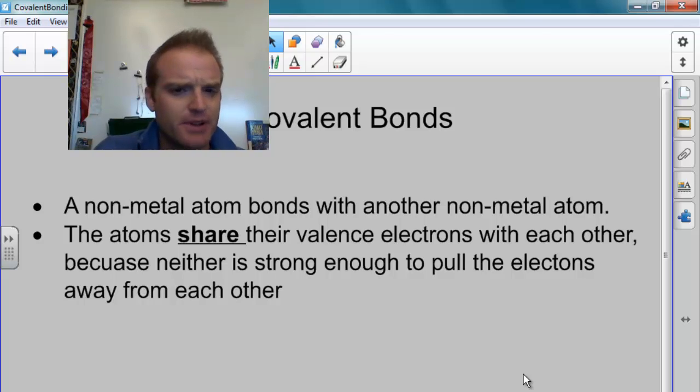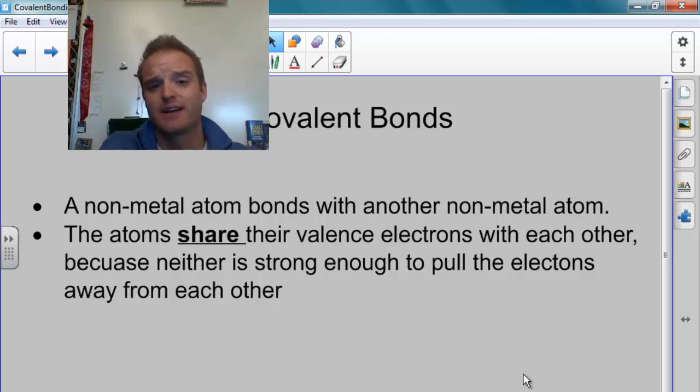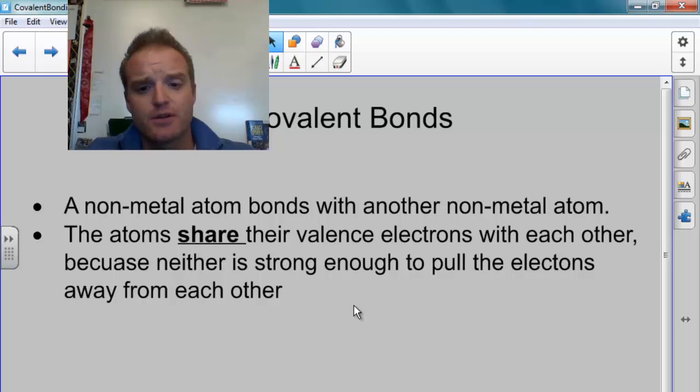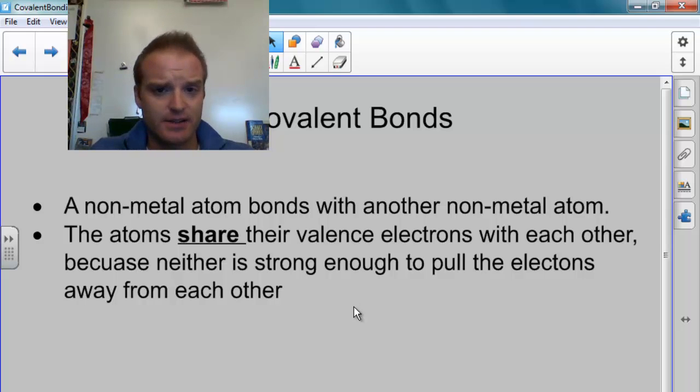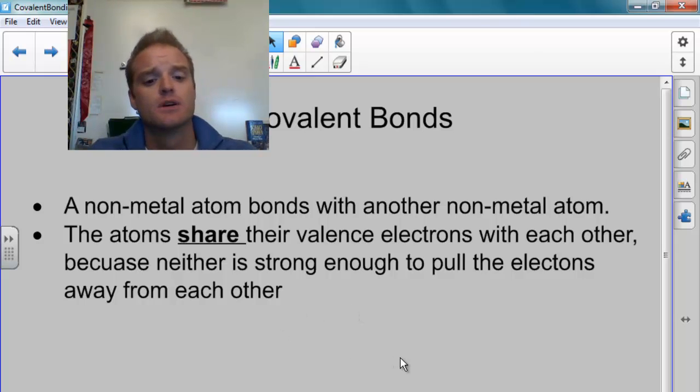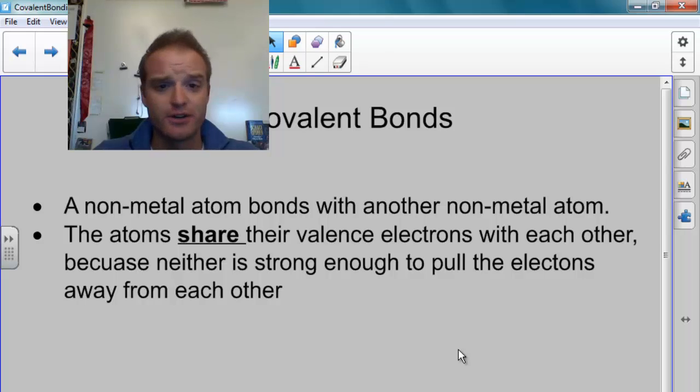They're not typically as strong. Sometimes they can be broken with less heat than ionic bonds. But they are formed because they're sharing electrons. So covalent bonds, they're covalent, they're sharing. Like if you have a position, it's the co-president. There'd be two people sharing that position. Those covalent bonds are sharing electrons, sometimes more than one.